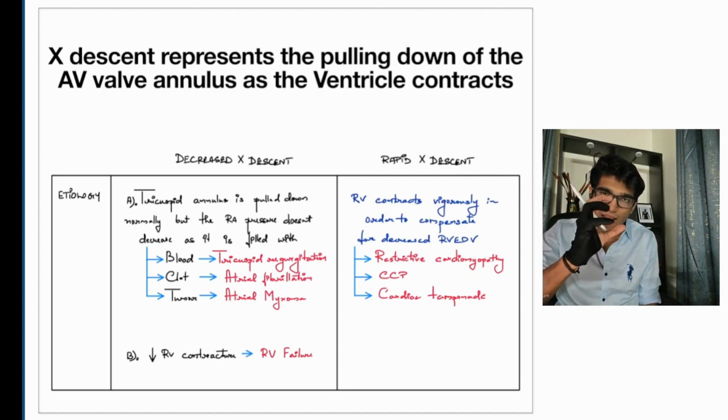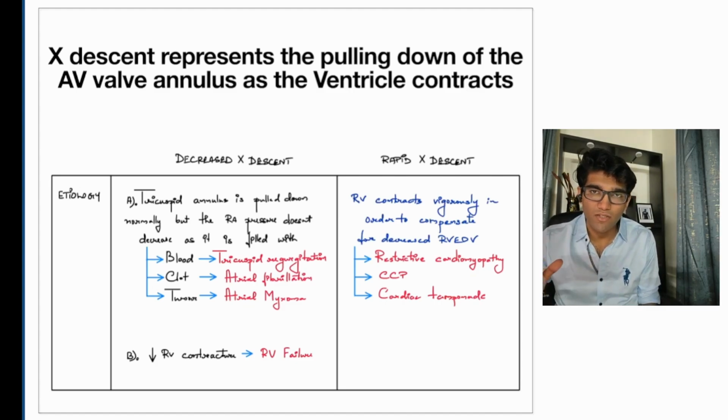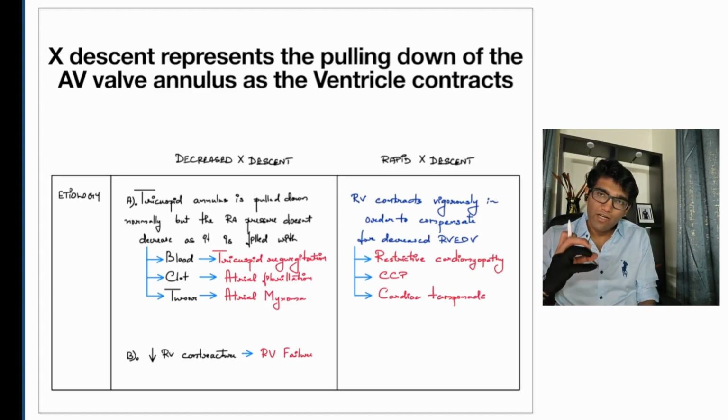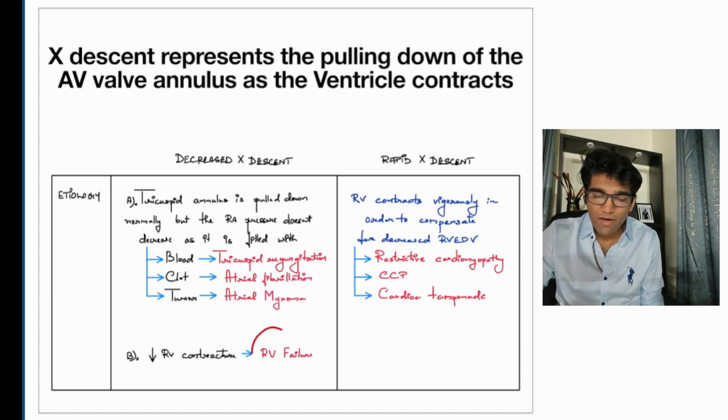Even though the annulus is being pulled down, the right atrial pressure is not decreased, because there is something within the lumen of the right atrium. So what is that? That could be blood, it could be a clot, it could be a tumor. So it could be tricuspid regurgitation, it could be atrial fibrillation resulting in a clot formation within the right atrium, it could be an atrial myxoma. And there could also be a failure of ventricular contraction, so the AV valve is not pulled down. That happens with RV failure.